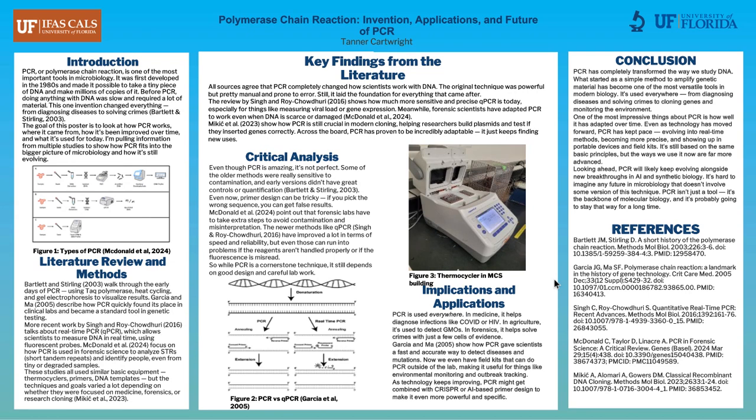Implications and applications. PCR is used everywhere. In medicine, it helps diagnose infections like COVID or HIV. In agriculture, it's used to detect GMOs. In forensics, it helps solve crimes with just a few cells of evidence. Garcia 2005 shows how PCR gave scientists a fast and accurate way to detect diseases and mutations. Now we even have field kits that can do PCR outside the lab, making it useful for things like environmental monitoring and outbreak tracking. As technology keeps improving, PCR might get combined with CRISPR or AI-based primer design to make it even more powerful and specific.